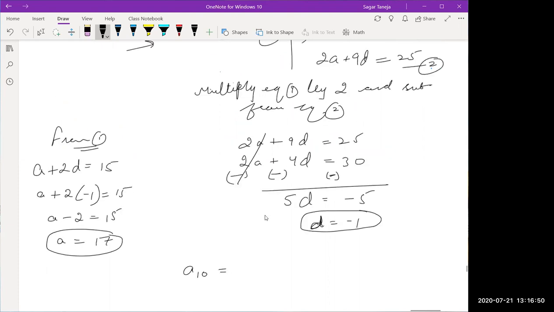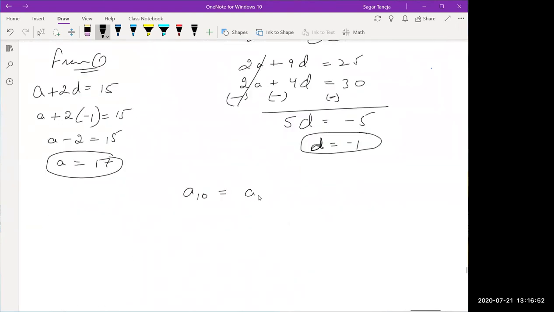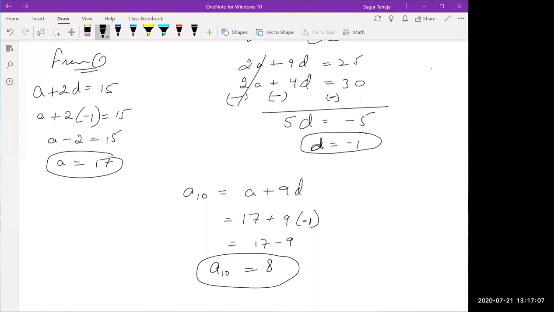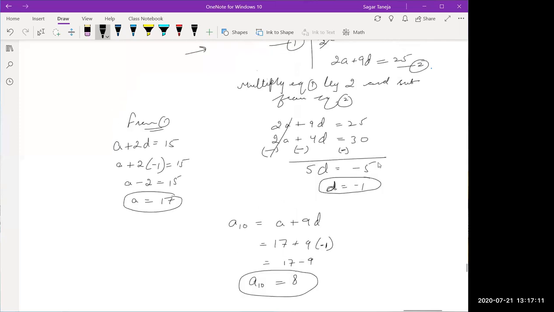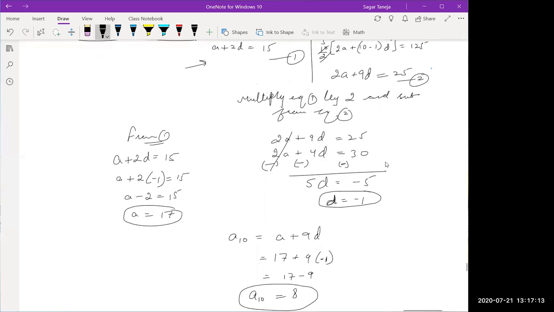So they were asking for a10. a10 can be written as a plus 9d. a is 17, plus 9 times minus 1. So 17 minus 9 is 8. I hope this is clear to you. If you have any problem in this, then you can ask.